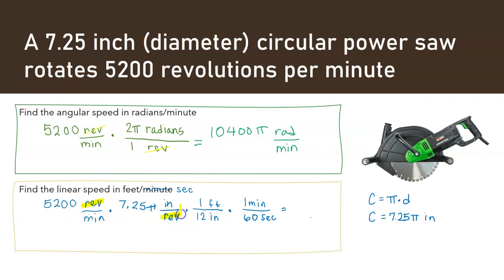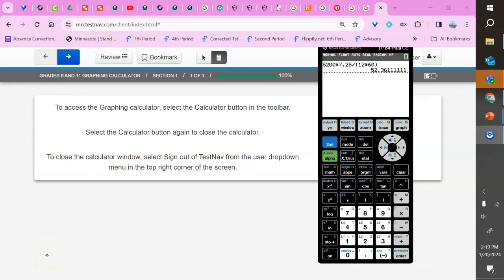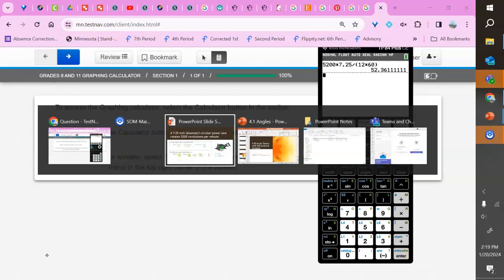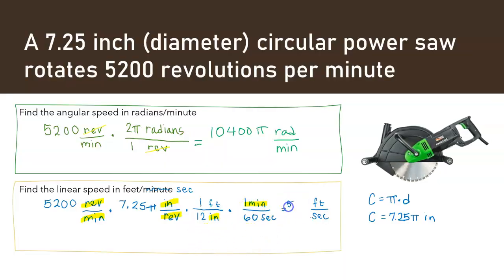My revolutions are going to cancel. My inches are going to cancel. My feet are not, but my minutes are, so I wind up with feet per second as my units. And then I'm going to grab my calculator and type all of that: 5,200 times 7.25, and then divide by 12 times 60. So I got 52.361 times pi feet per second. I'm going to write that nicer.